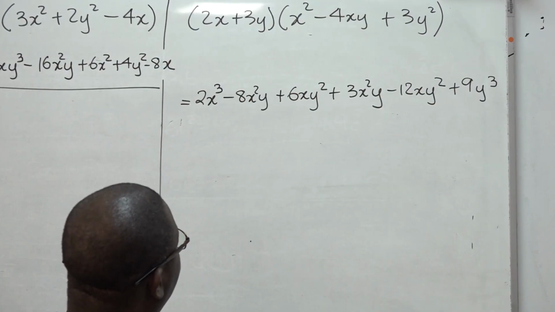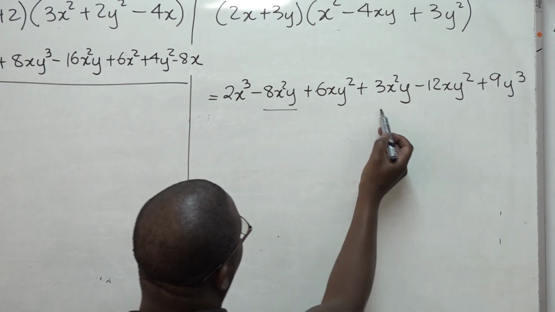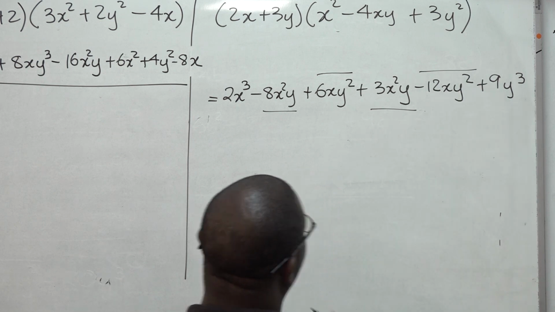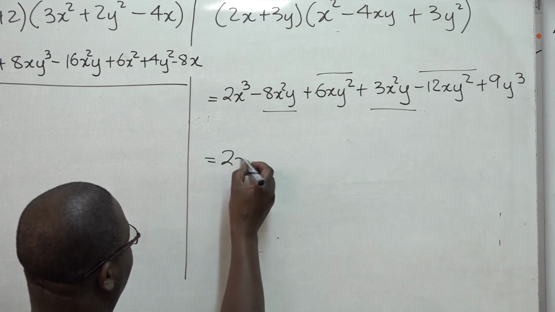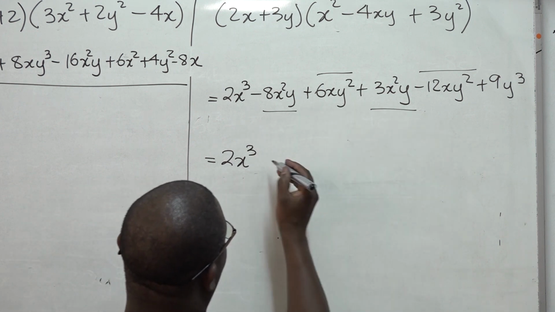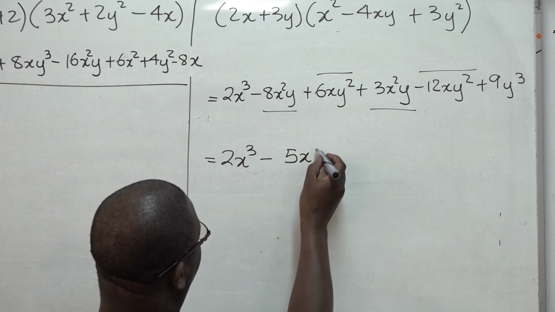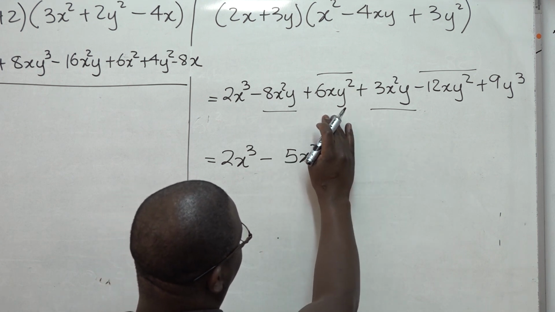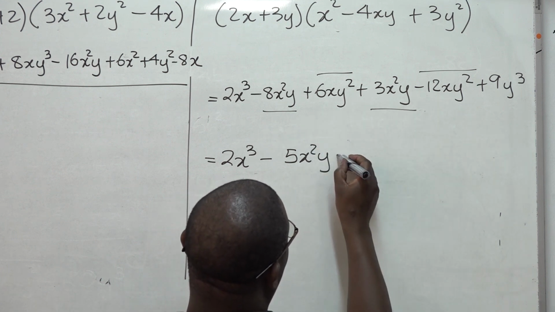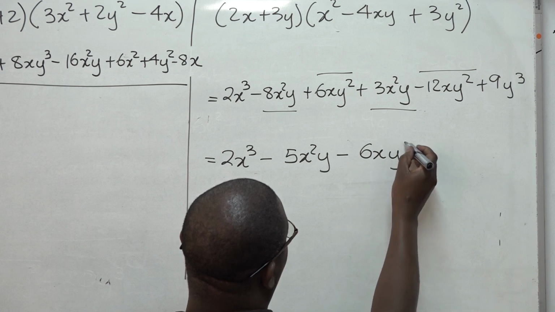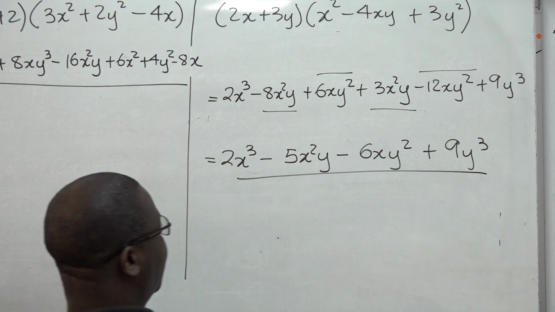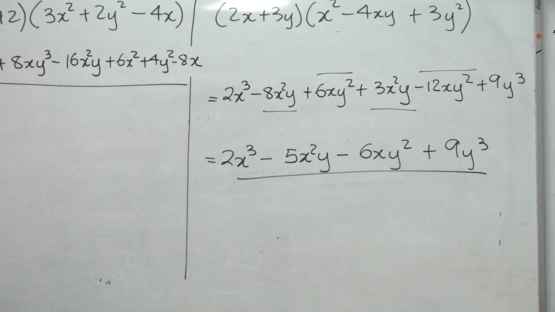Again, we look at like terms. Here we'll find that the x squared y terms are like terms. 6xy squared and minus 12xy squared are like terms. This gives us 2x to the power 3, minus 8 plus 3 gives us minus 5x squared y. 6xy squared minus 12xy squared gives us minus 6xy squared, and then plus 9y cubed. That becomes our final answer.